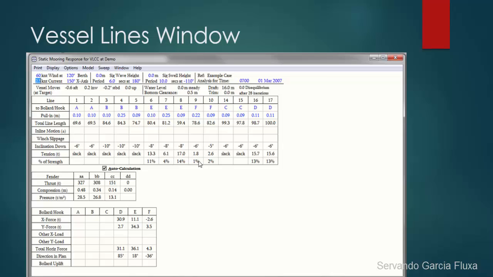During the analysis, OPTIMOOR is going to check this, and if something is going wrong, it's going to show you here. For example, if the percentage of strength is bigger than this 55%, then those numbers are going to turn red. Or if something's wrongly defined, it's going to show in red. So for example, as we have defined that the bollards had a resistance of 200 tons, if the total applied horizontal force is bigger than 200, here it is going to appear in red.